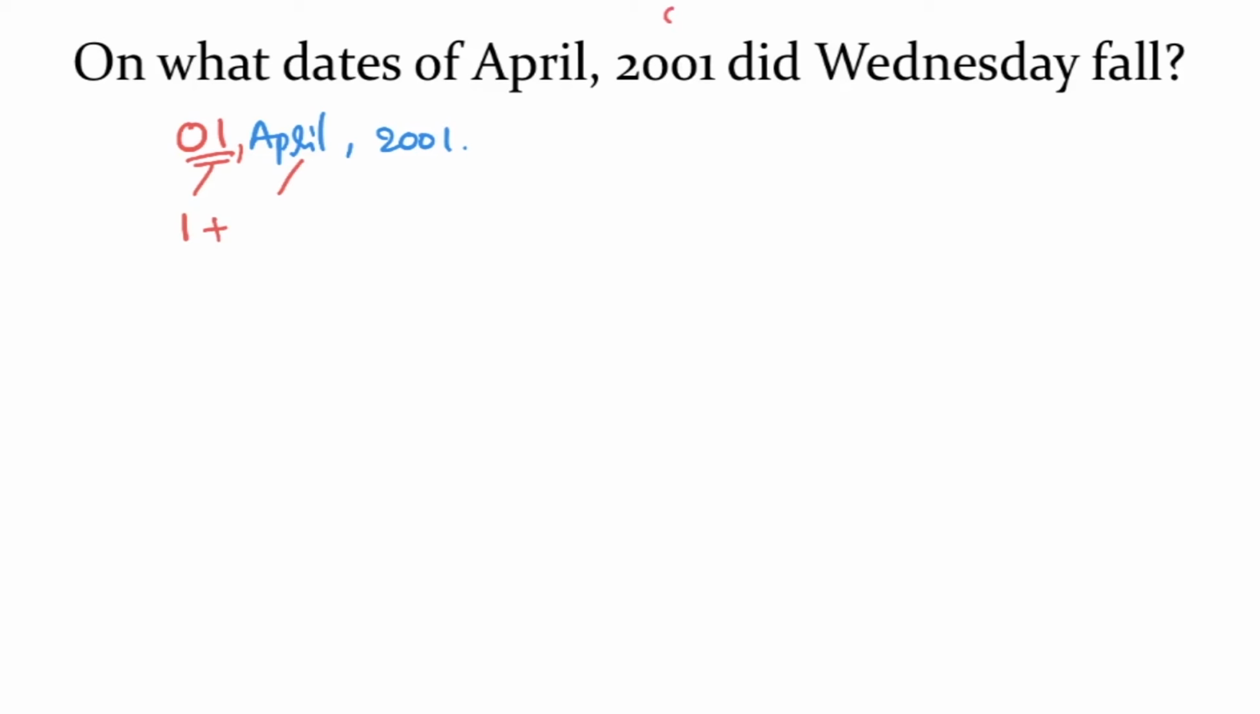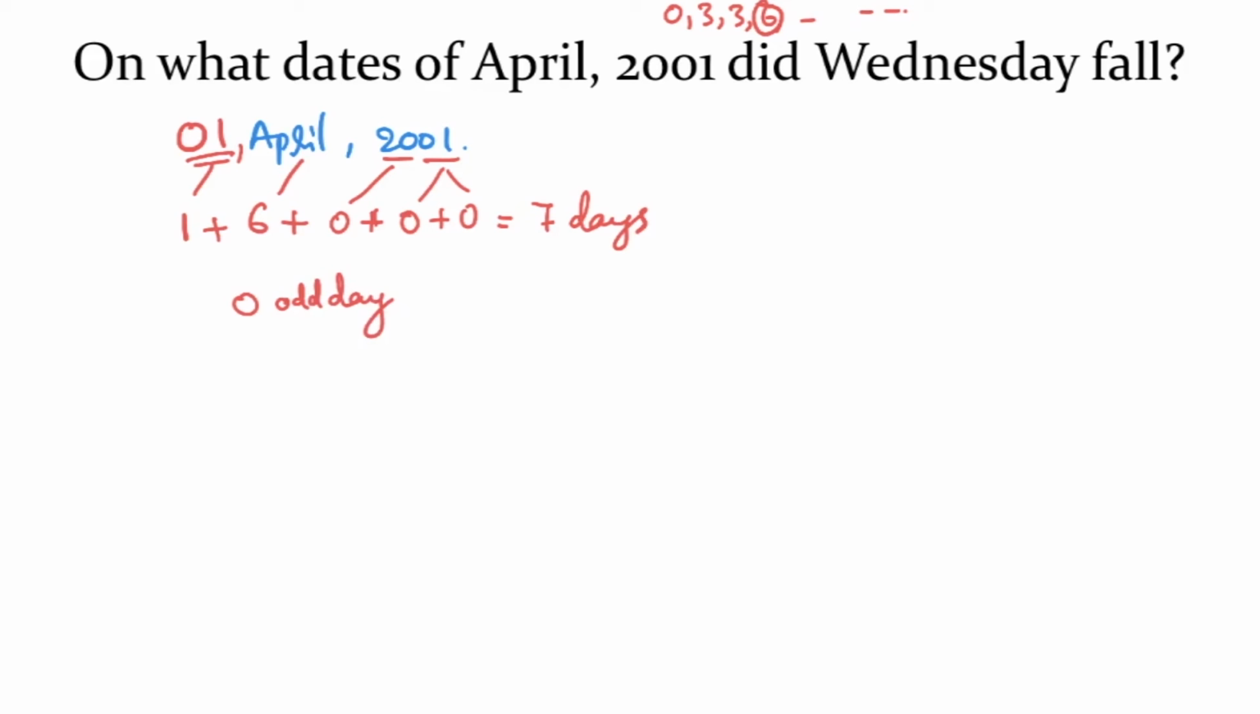April code. Month code 0 3 3 6 1 4 6 5. Fourth month code 6. April code 6. Century code is 0. It is the first year. 0 years are completed and 0 leap years are completed. Together 7 days. 7 days are equal to 0 odd days. 0th odd day is Sunday. So 1st April 2001 was on Sunday.